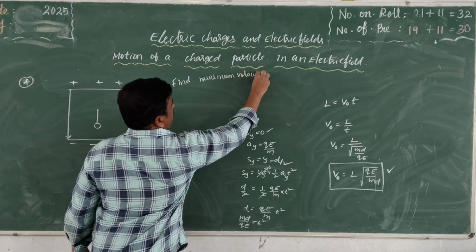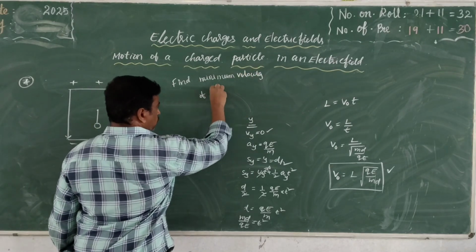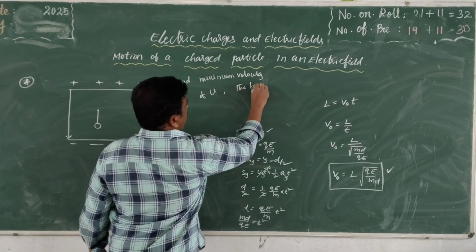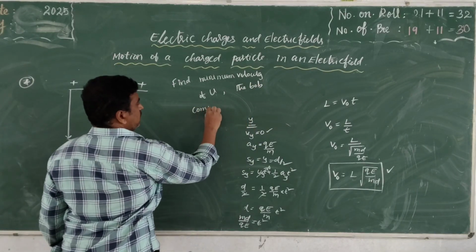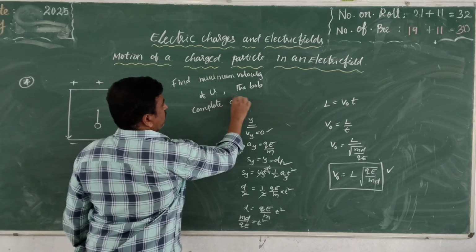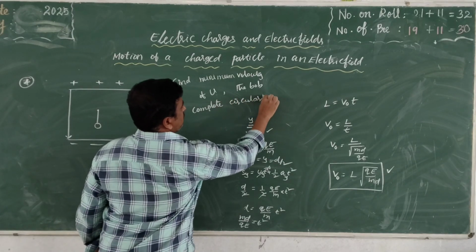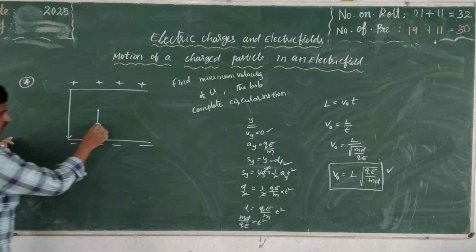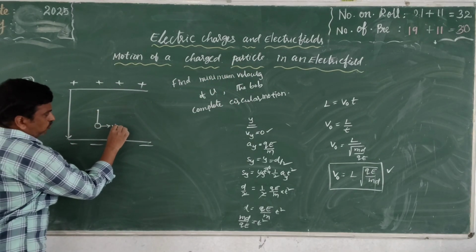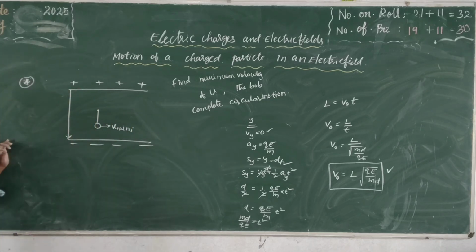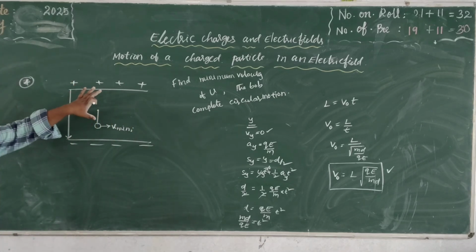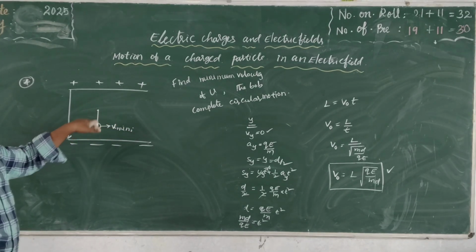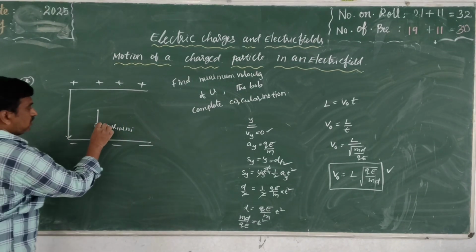Minimum velocity of u, the bob completes circular motion. That minimum velocity we want to find out. It will move with some minimum velocity u. That minimum velocity we find out. For that, it is in the uniform electric field. Due to this, we apply some minimum velocity so that it will complete circular motion.